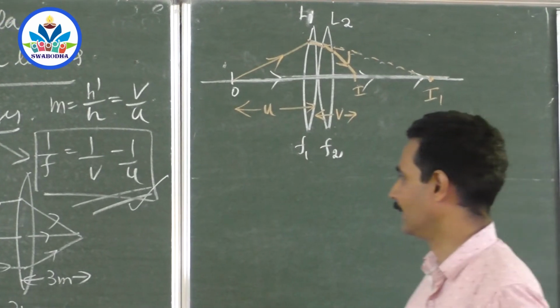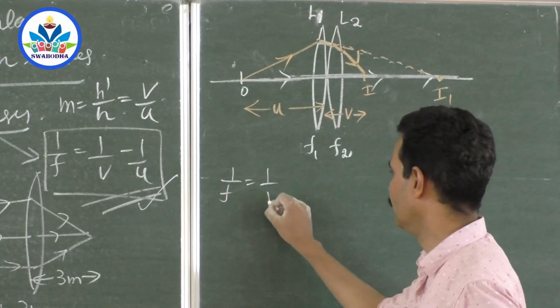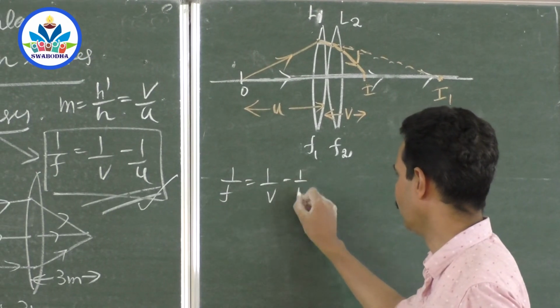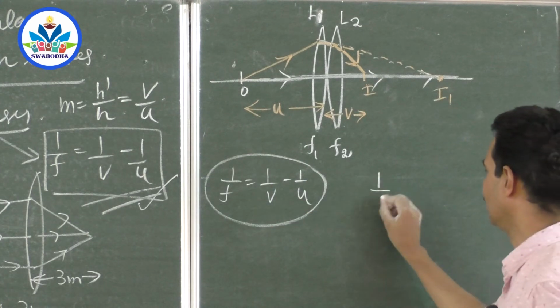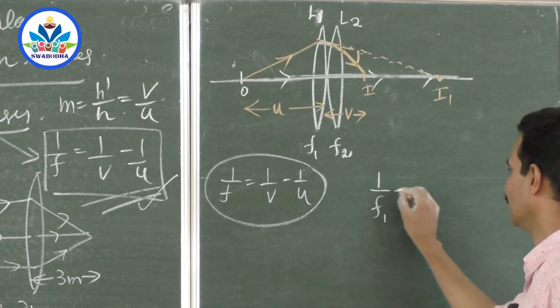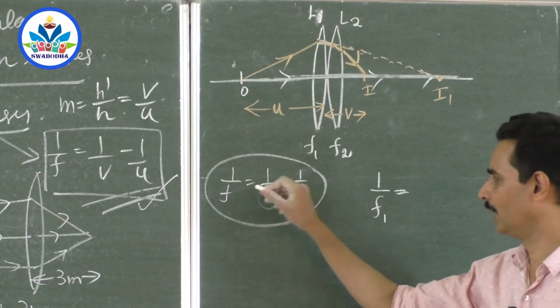So for the first lens you will write this one. The formula is 1 by f equal to 1 by v minus 1 by u. This is the formula, right? For the first lens, the focal length is f1, so 1 by f1 is equal to 1 by v, final image. This is a general formula term.